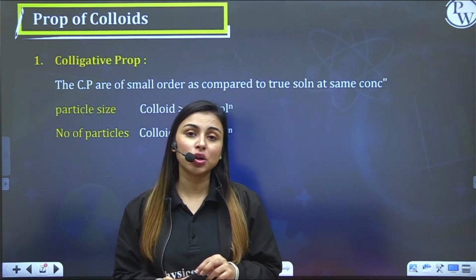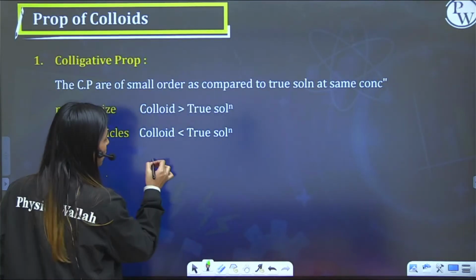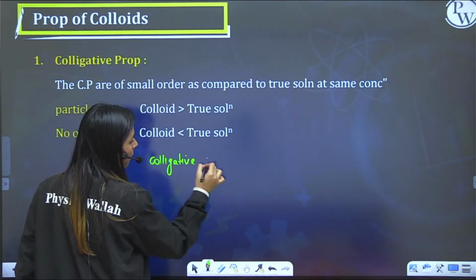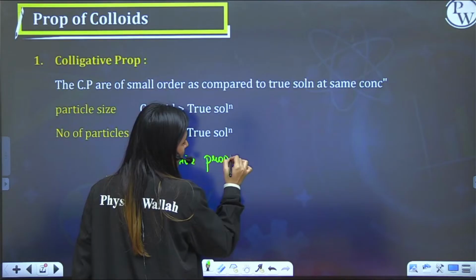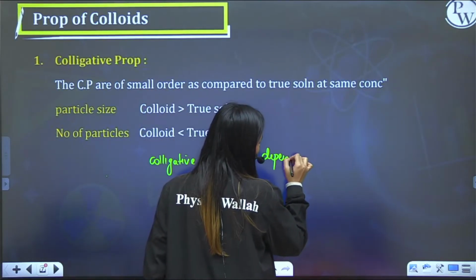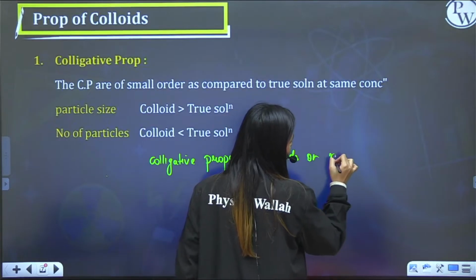When you talk about colligative properties, we say that colligative properties depend on the number of particles of the substance.